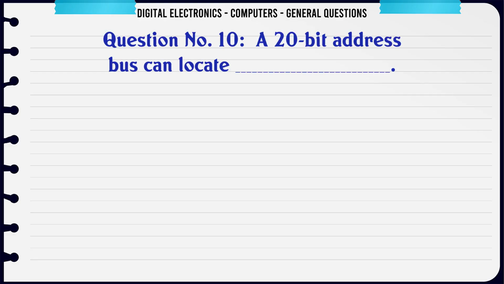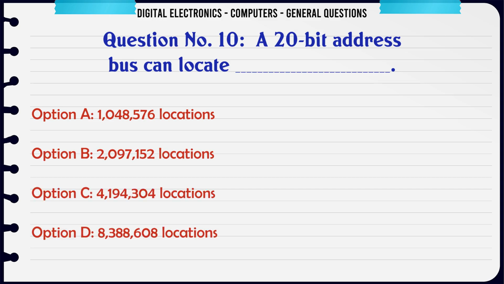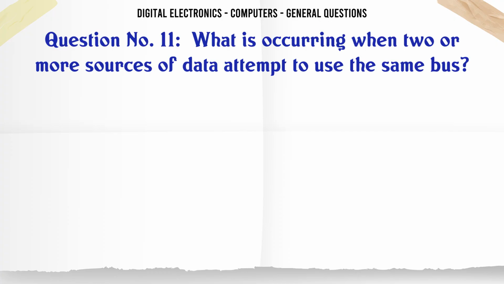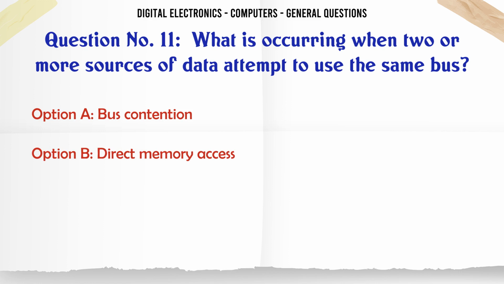A 20-bit address bus can locate A. 1,048,576 locations. B. 2,097,152 locations. C. 4,194,304 locations. D. 8,388,608 locations. The correct answer is 1,048,576 locations.